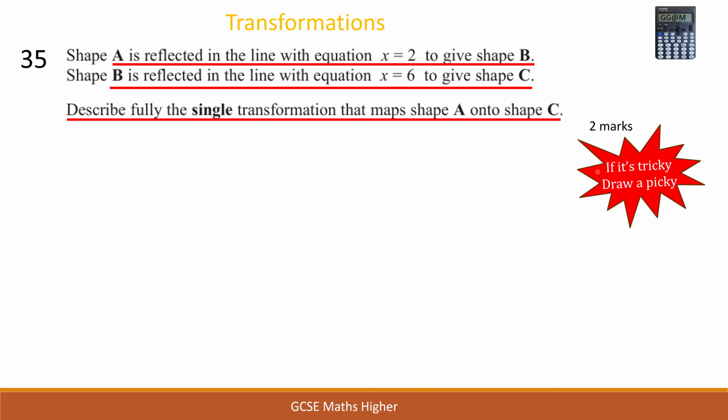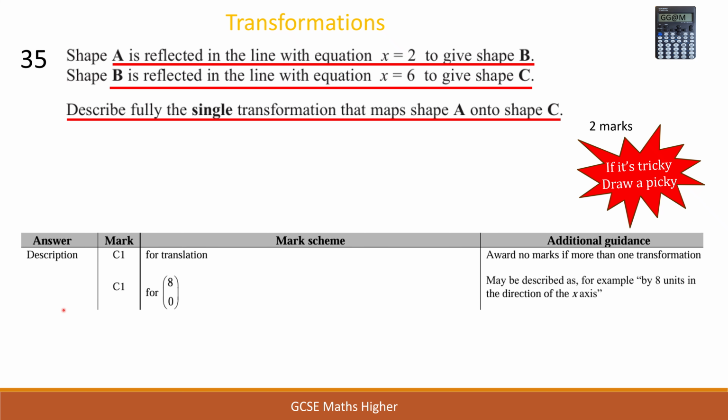So as I said, if it's tricky, draw a picky. So make sure you've got yourself a picture drawn out to be able to see what is going on. Once you've drawn your picture, you should be able to see you've got a translation of (8, 0). So C1 is a communication mark, so one mark is for describing it as a translation, and one for using the vector (8, 0). Press pause if you need more time to draw this out to see how the answer works, and then just press play when you're ready to move on.